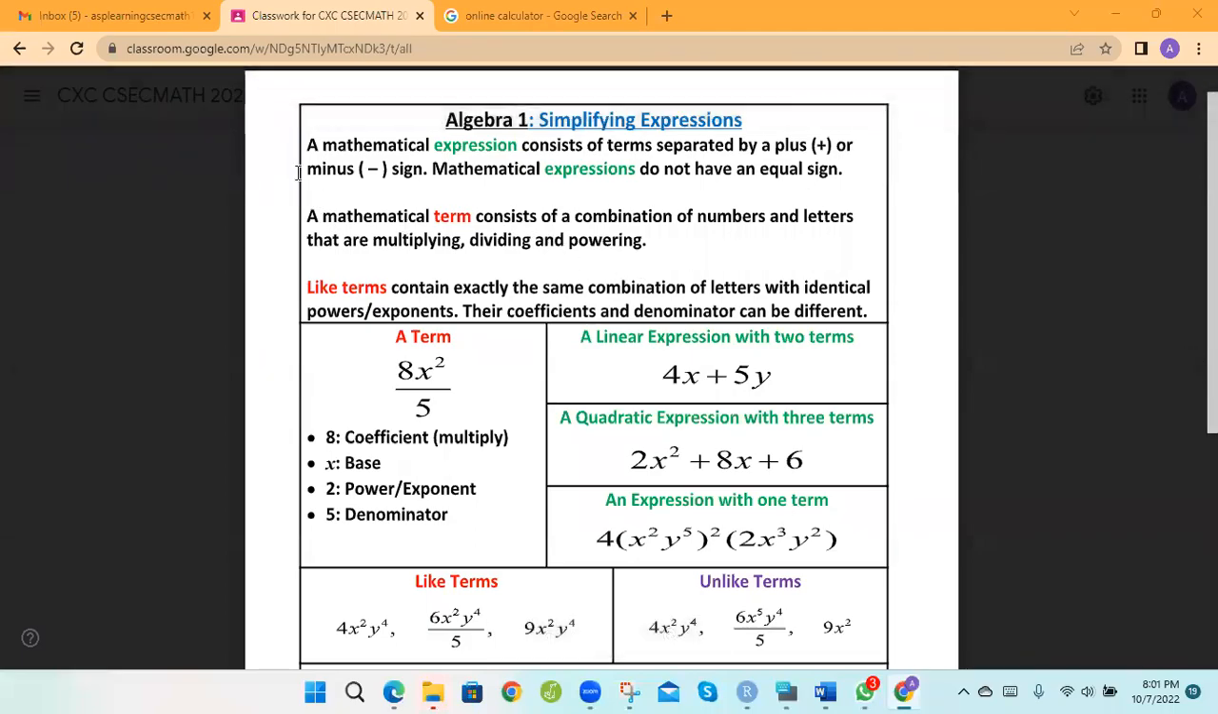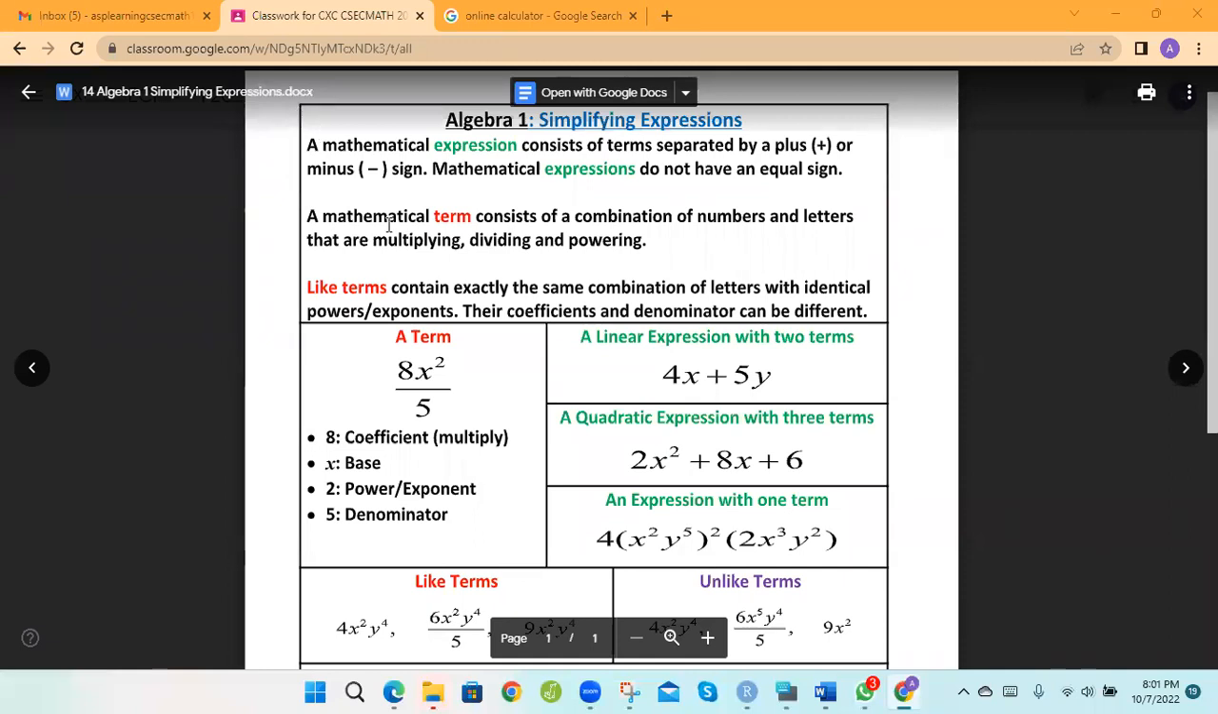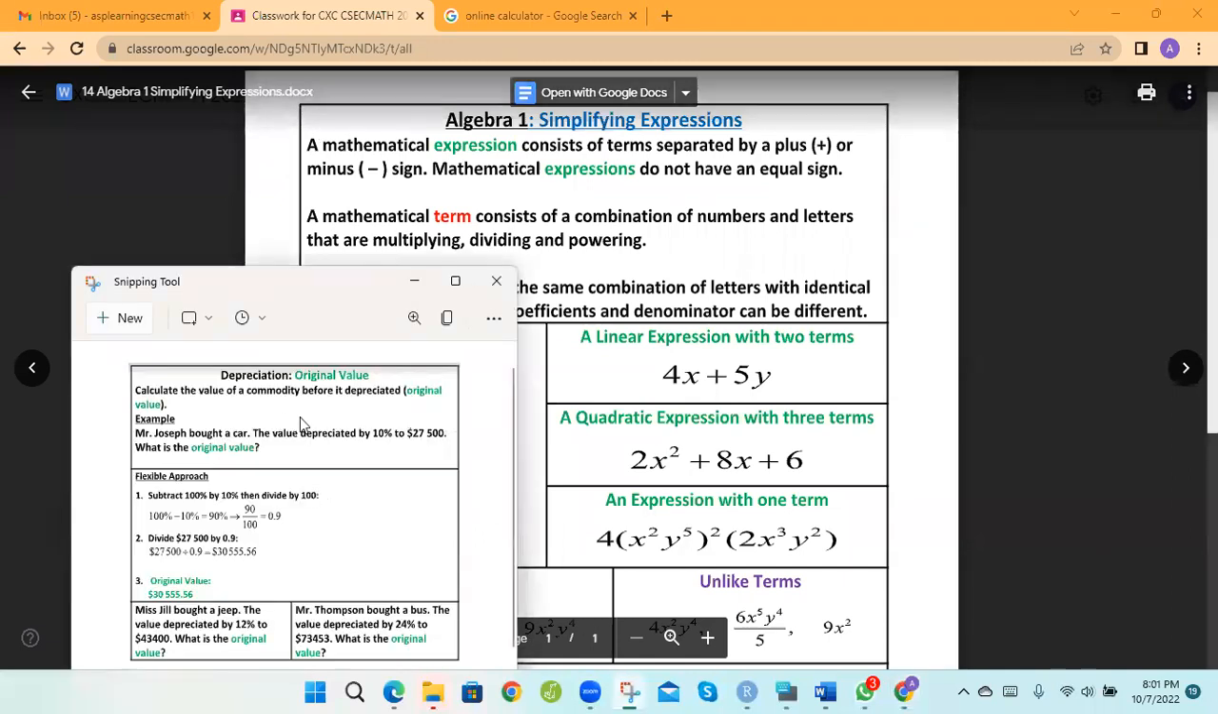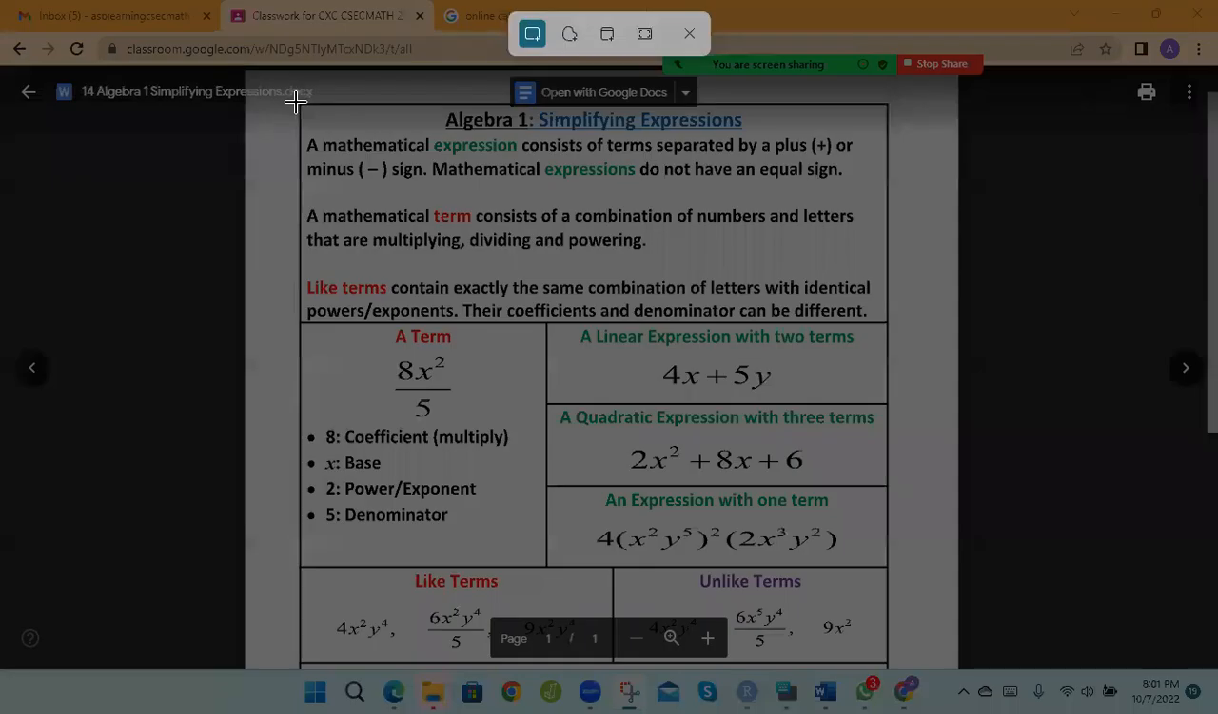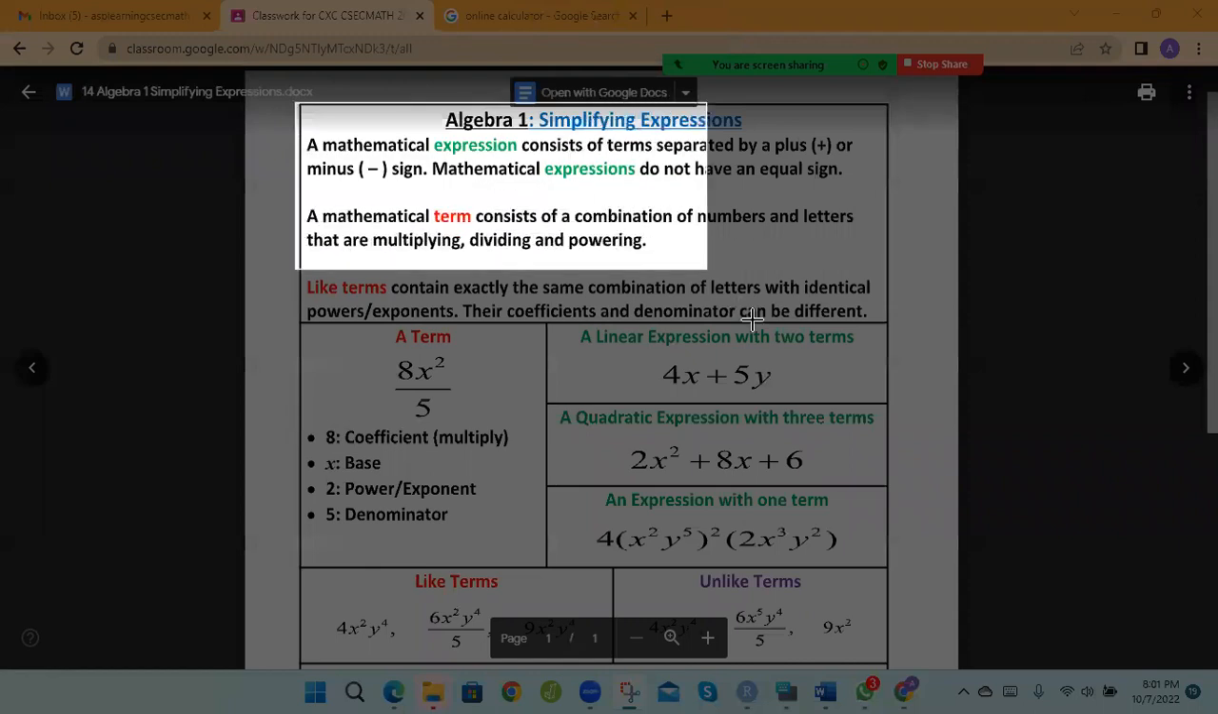So we're on number 14, and number 14 now is an introduction to algebra. It's Algebra 1, simplifying expressions. So here you're going to be seeing some letters and numbers mixed up.